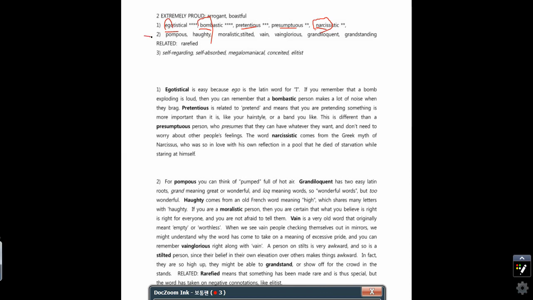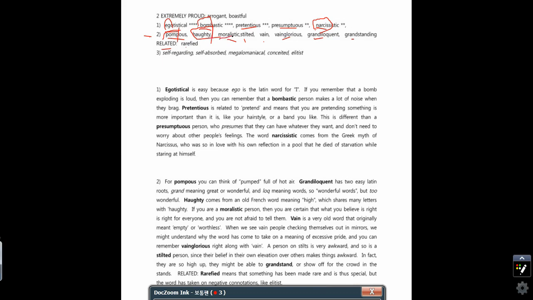In level 2, we have pompous, haughty, moralistic, stilted, vain, vainglorious, grandiloquent, grandstanding, and then related, rarefied, which means slightly different. So let's go to pompous. You can think of pompous as pump us full of air. If someone is pompous, their chest is very expanded. They're very proud of themselves because they're very pompous and full. And someone who's pompous would also be haughty, and you can think of that as high because that's what it means in French. But you could also think of a hot air balloon, a haughty air balloon, because it's full of hot air.